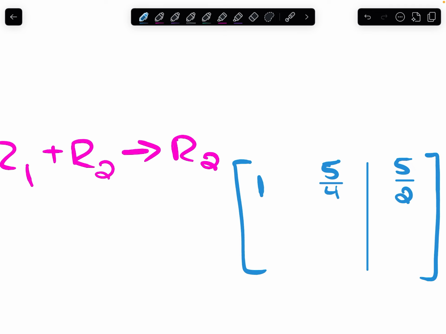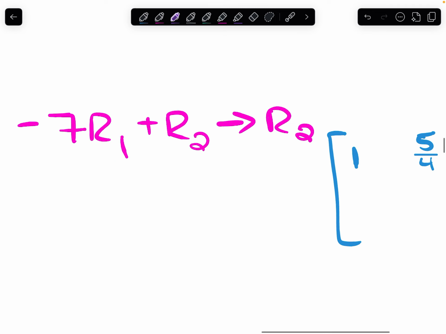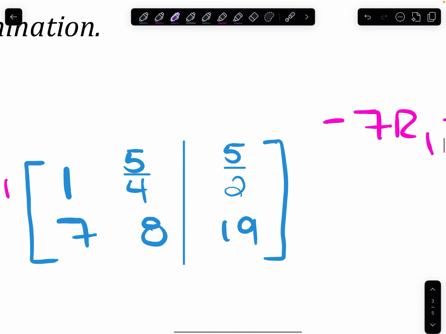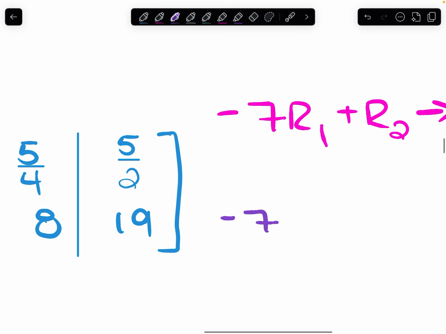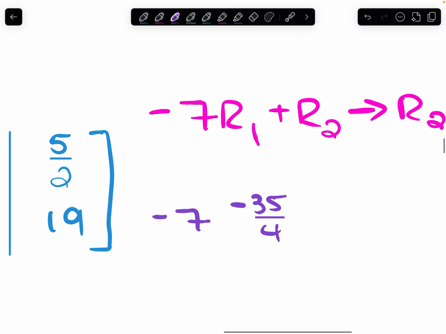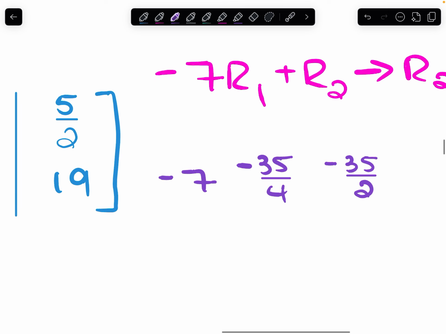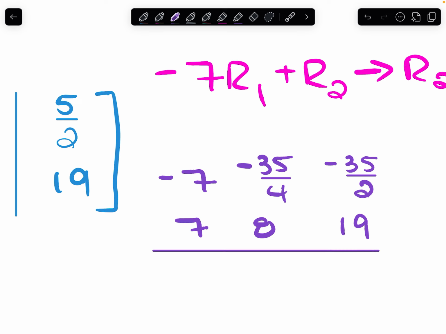All right, we are borrowing row 1, so I'm going to do some side work here because it's a little bit of algebra. -7 times row 1. So 1 times -7 is -7. 5/4 times -7. Watch your math here. -35/4. And 5/2 times -7, -35/2. I'm going to go get row 2. 7, 8, 19. So again, just very, very careful with your basic math here.